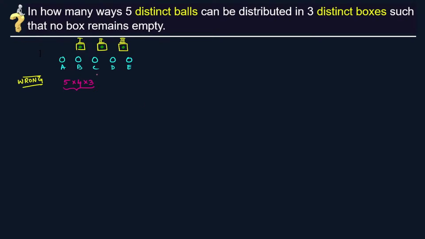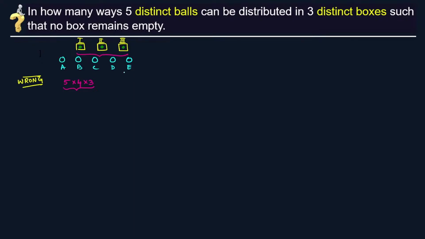Now, since 3 balls have already taken their places in the boxes, we are left with 2 balls. These 2 balls can be placed anywhere, because each box is already filled with 1 ball. Whether the other balls come or not doesn't matter, because our condition was that no box remains empty, and we have fulfilled that. So in how many different ways can the remaining 2 balls go in these 3 boxes?